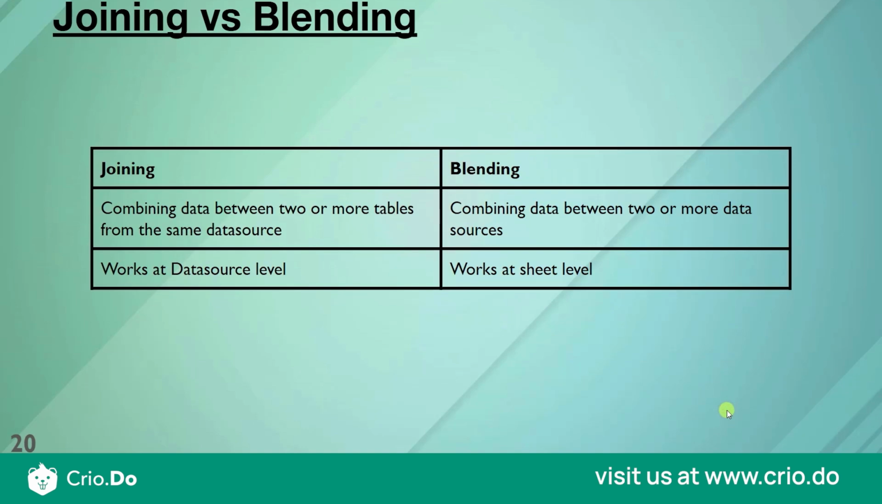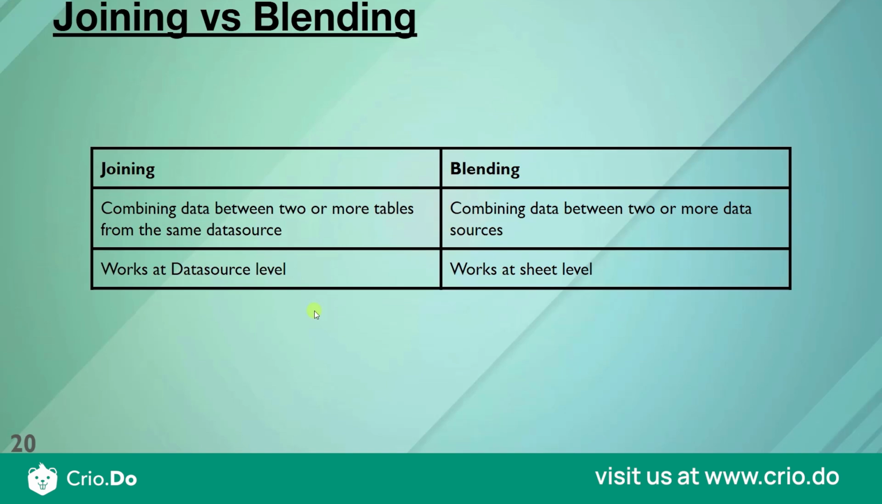It's basically joining the data, right? So what is joining? Combining data between two or more tables from the same data source. And what is blending? Combining data between two or more data sources. I mean, it can be from a different data source as well. Joining will work at the data source level. That means whenever you join two tables, these two tables will be combined completely, and you have to use the joined data completely inside your views.